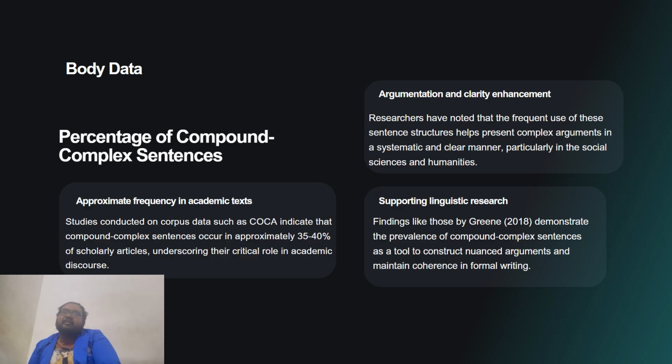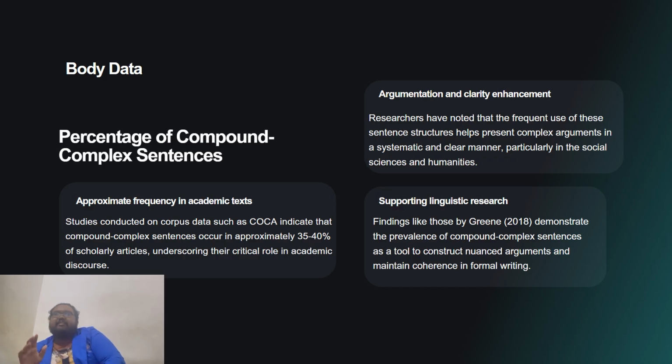Okay. Data on percentages of compound and complex sentences. Approximate frequency in academic texts: studies conducted on corpus data such as COCA indicate that compound sentences occur in approximately 35 to 40% of scholarly articles, underscoring their critical role in academic discourse.